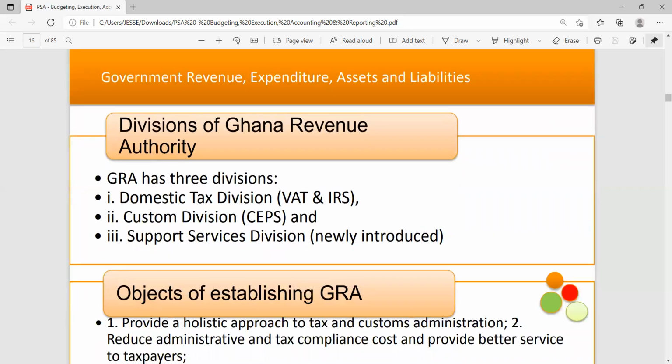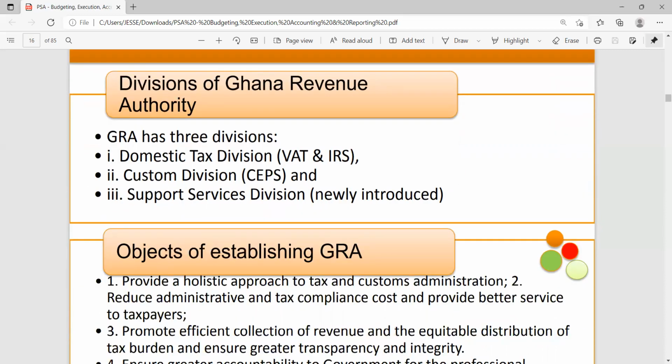Okay. Now let's talk about the divisions of the Ghana Revenue Authority. The GRA has three divisions. Number one, the domestic tax division, which relates to VAT and IRS, the VAT service and IRS. We have the customs division, which relates to SEPS, customs, excise and preventive services, and the support services division. So these are the three divisions. You have the domestic side, you have the customs side, you have the support side, right?